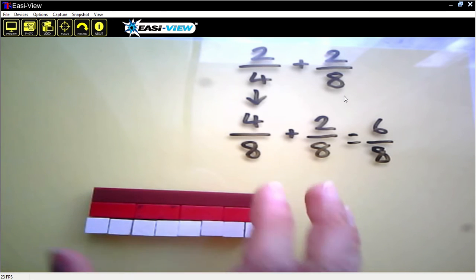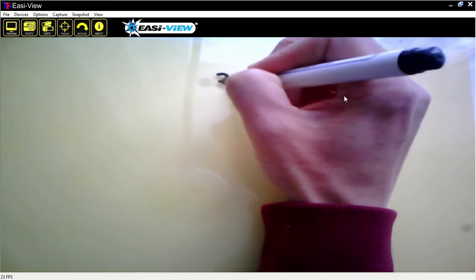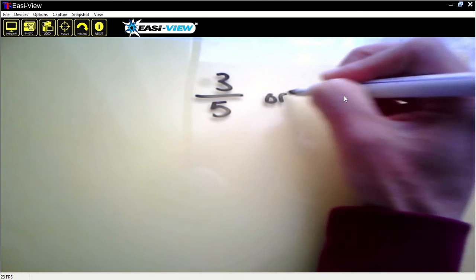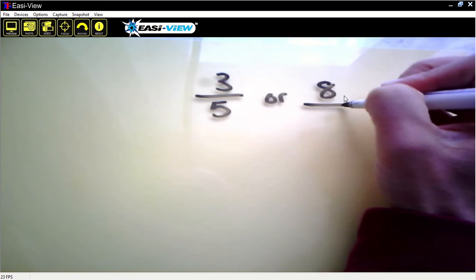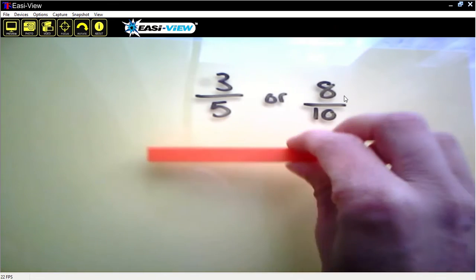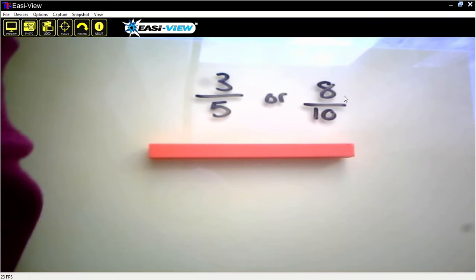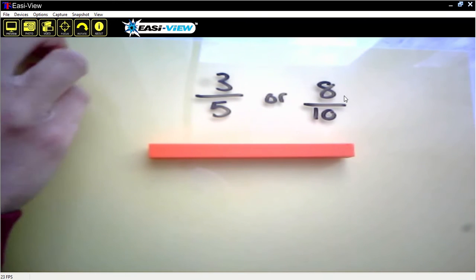Okay, the next example I'm going to show you is using fifths and tenths actually, and we're going to have a little look at which is greater. I'm going to look at 3/5 or 8/10, and I can do the exact same thing. I can get myself out a whole, draw myself a whole if you want to. I'm going to use my manipulatives, and let's get some fifths out.